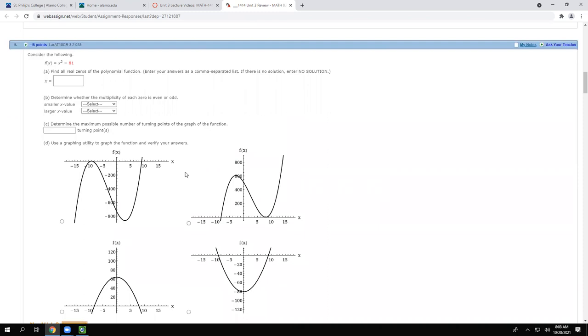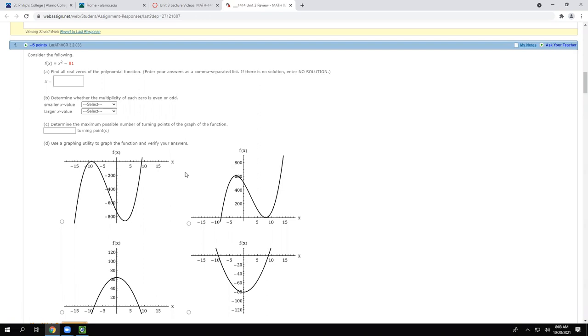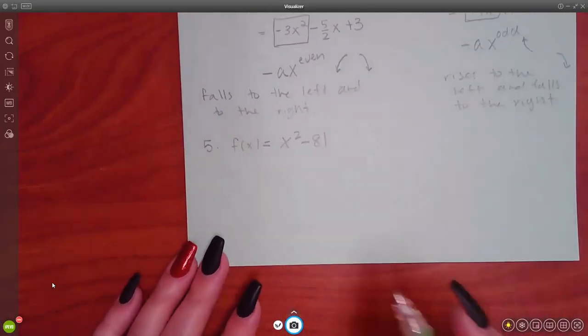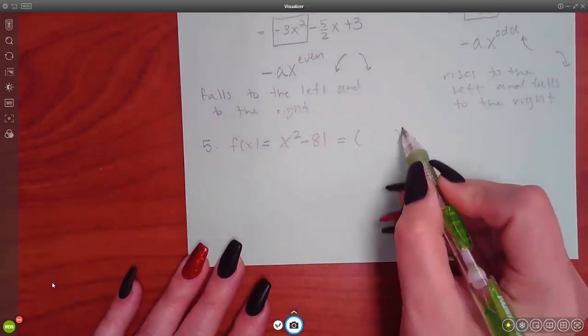Okay. So now we can look at number five, and what does number five want? It wants us first to find the real zeros. Then it wants us to tell them the multiplicity of the zeros. And then it wants us to tell them the number of turning points, and then eventually tell them which graph it is, okay? So I'm going to pull over to my screen here. I've written down this function. And so if I'm going to find the zeros, I am going to need to factor this. What does this factor into?